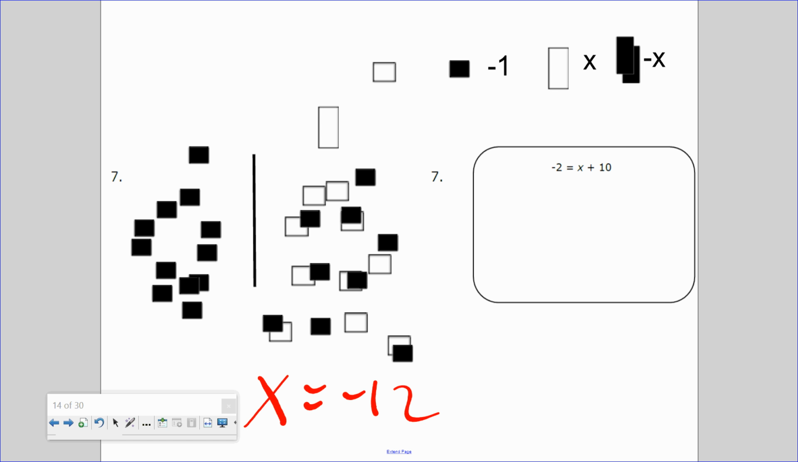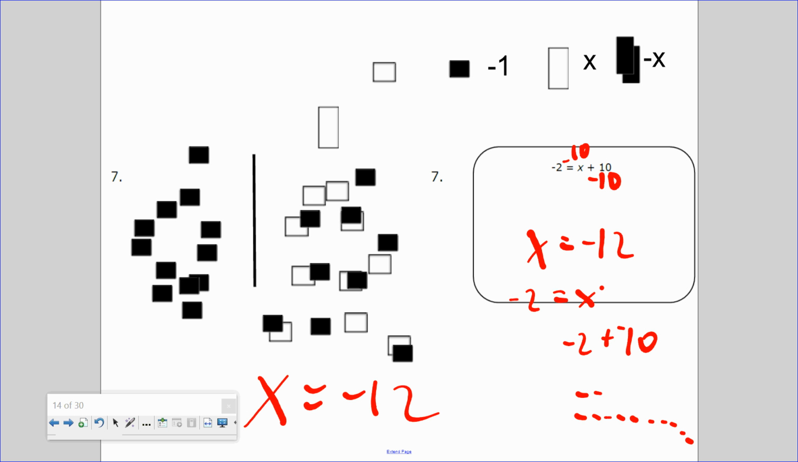Let's do this algebraically. You'll understand algebraically, it's so much faster. So we need to isolate this variable x. The inverse of plus 10 is minus 10. What is negative 2 minus 10? Add the opposite. 2 negative plus 10 more negative is negative 12. So x is negative 12. Just check your work because you are required to check your work. If I substitute this x with negative 12, negative 12 plus 10 is negative 2.